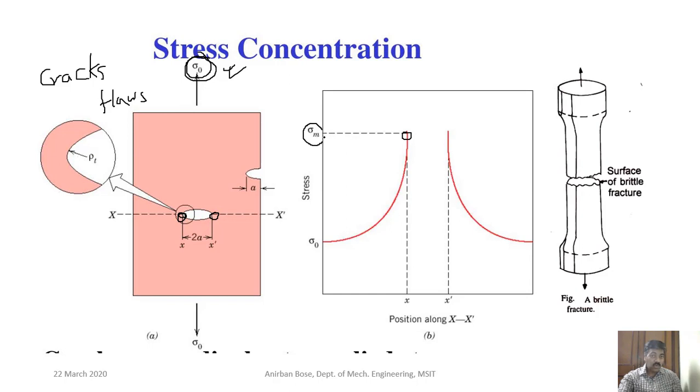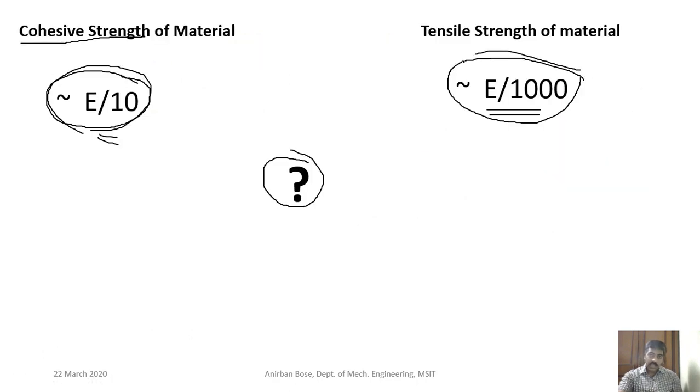Because of the crack tip, the stress is raised to a very high level by stress concentration, and that value is in the order of E by 10. That means the stress required to break the bonds is reached, and then the crack will propagate. So this is the criterion. That is the reason why, at a small load, at a small stress, the material actually fractures.